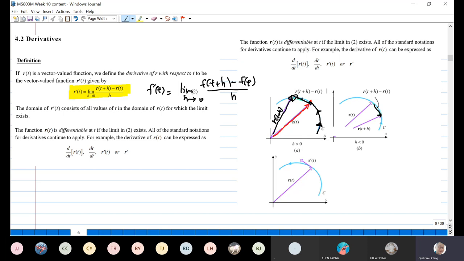Then we divide this by h. As h goes to zero, the two vectors r(t+h) and r(t) almost coincide, so it becomes a single vector. Taking the difference and dividing by h, you get this vector r prime of t. You can see that this is tangent to the graph. Geometrically, it is tangent to the curve, and the direction is the increasing t direction.